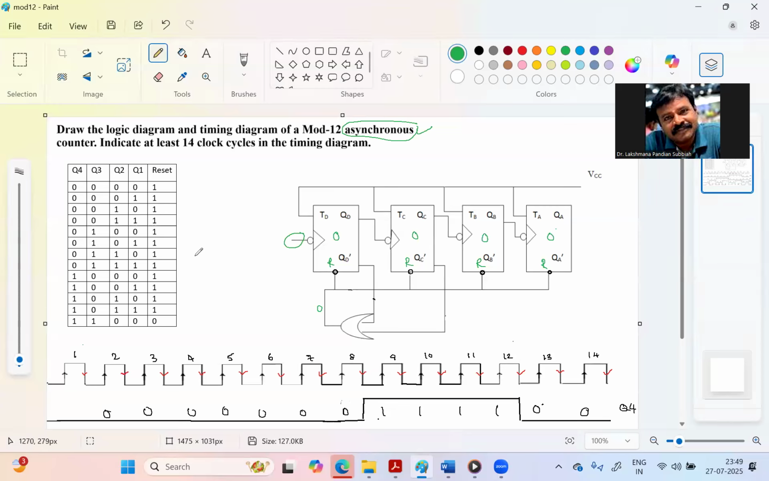Initially we have 0 0. Now we apply that value here. This is VCC, which is 1. So that 1 is here, then it's toggling. This is already 0, and 0 is converted into 1. So this is the toggling.